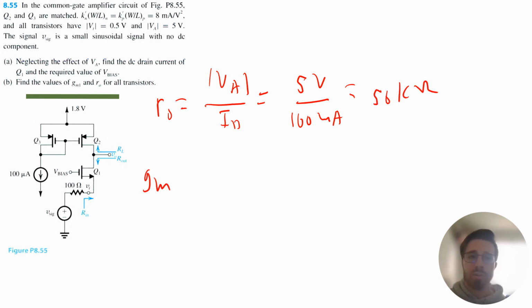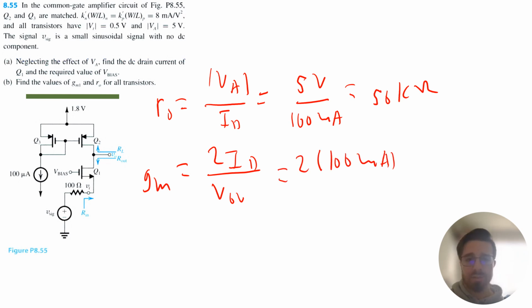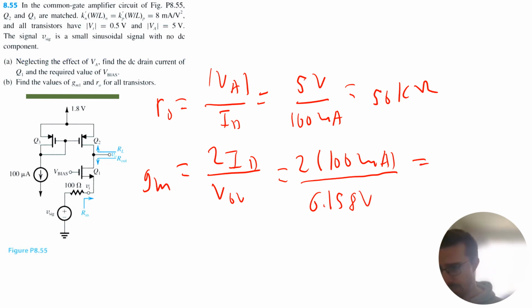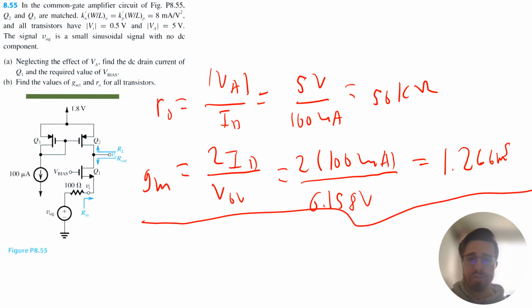And then for the transconductance, we can just leverage the equation 2 times the drain current divided by V over drive, which we calculated in part A, and that is also the same for all the transistors. So it's 2 times 100 microamps divided by V over drive, which we calculated to be 0.158 volts. And if we run these numbers, I get 1.266 millisiemens. So that is our answer for part B. Let's move on to part C.